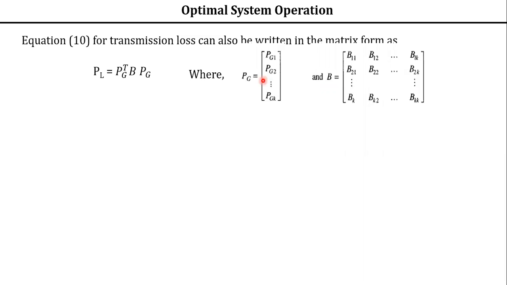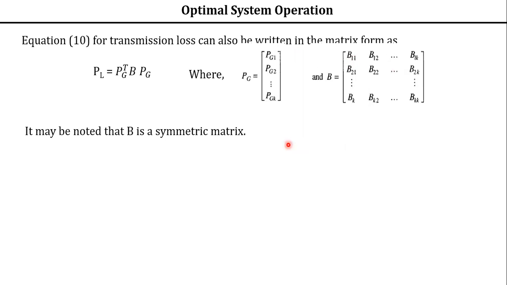If it is two plants, consider P_G is equal to P_G1, P_G2. Then what is B? Only this much: B11, B12, B21, B22. 2 cross 2. If 3 plants are there, then P_G1, P_G2, P_G3. Then B will be B11, B12, B13, a 3 cross 3 matrix, then B21, B22, B23. Understood? The third row will be B31, B32, B33. You are going to get 3 cross 3, depending on the number of plants.